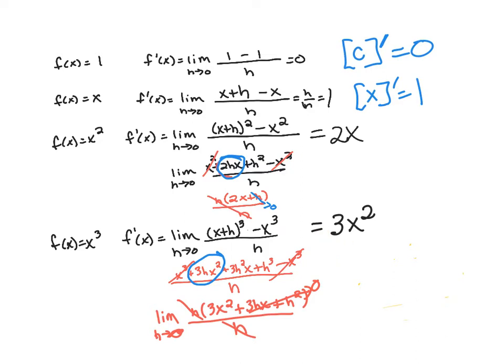Do you see any pattern? If x was to the second, I end up with a 2 multiplying, and x is to the first. If x was to the third, I end up with 3 multiplying, and my power went down. So let's examine that pattern.